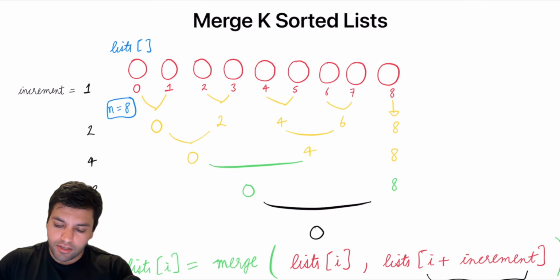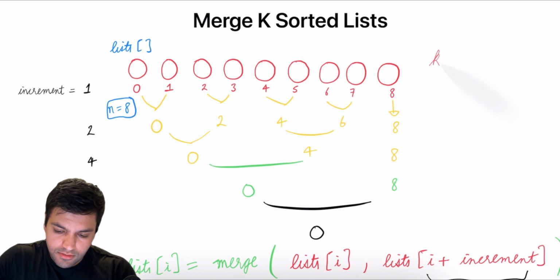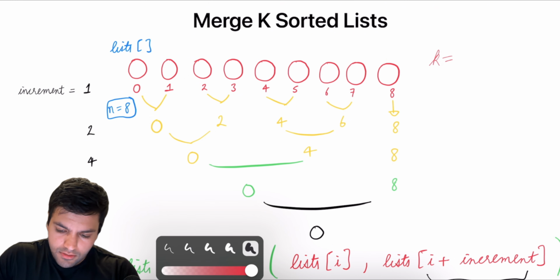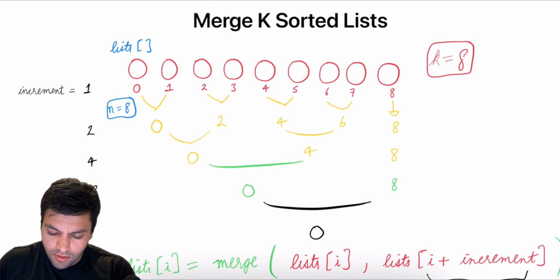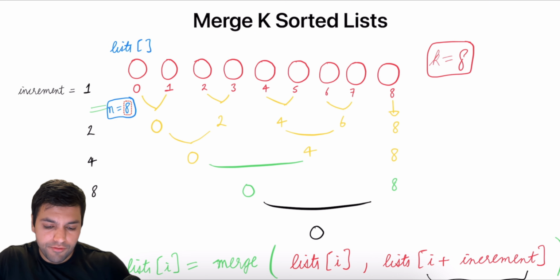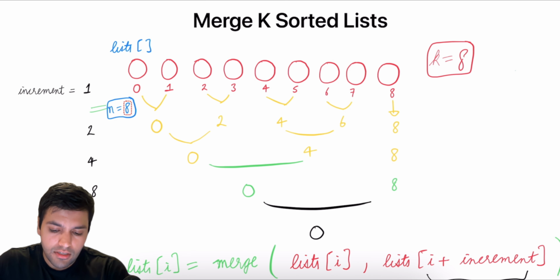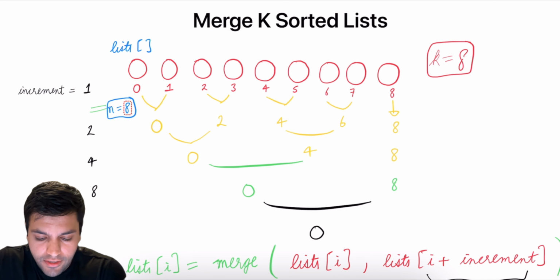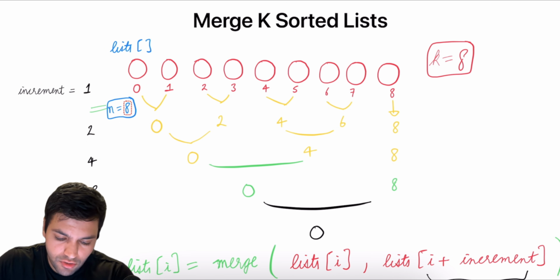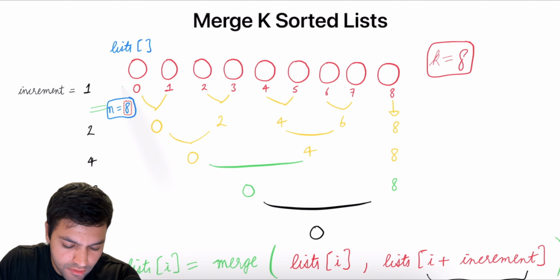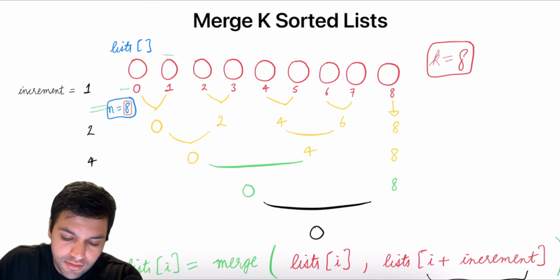So here we have this example, and I have drawn these k linked lists. Here k is equal to 8, and I've just called it n instead of k, so it's either n or k. What we have to do is merge these k linked lists and return a final linked list. Here I have just drawn the heads of the k linked lists. So this list 0 is the first linked list, this is the second linked list, and this one is the ninth linked list.